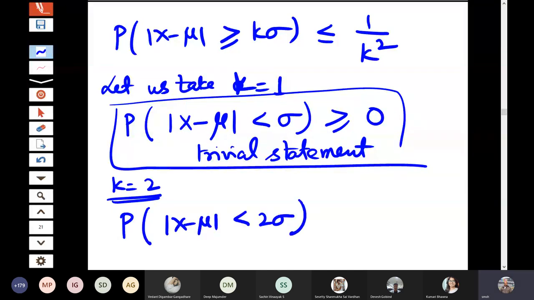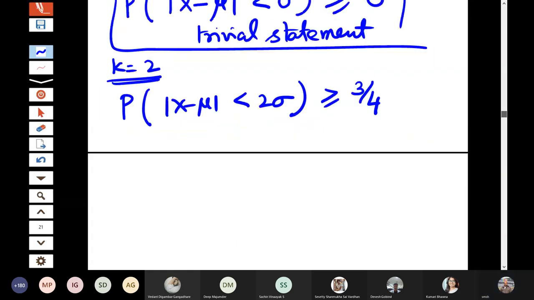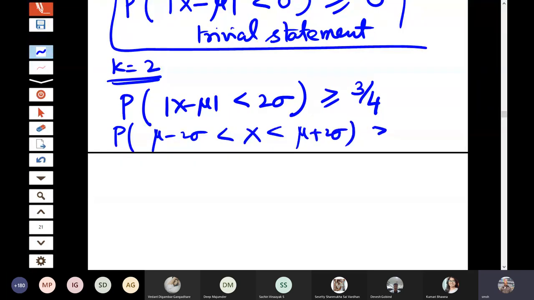2 sigma is greater than or equal to 1 minus 1 by 4, that is 3 by 4. Now this is a much more significant statement. What I am saying here is that the probability that x lies between mu minus 2 sigma to mu plus 2 sigma is always greater than or equal to 3 by 4.